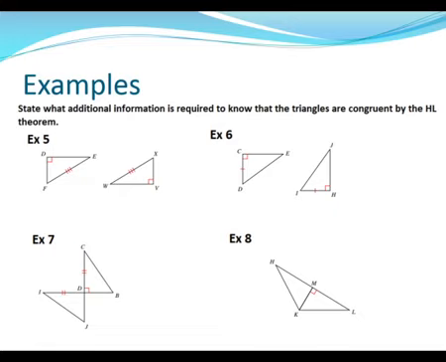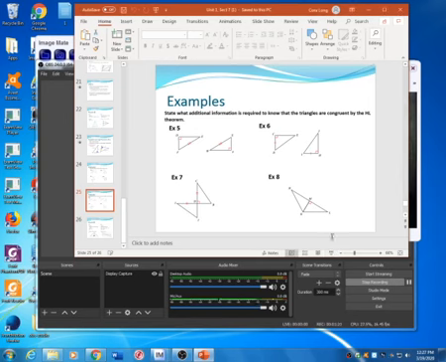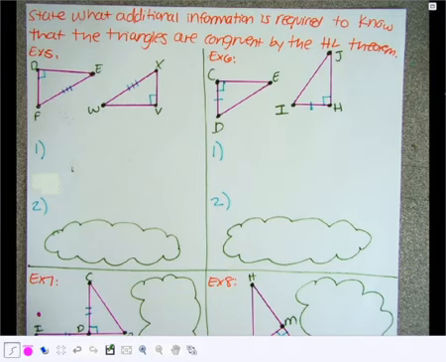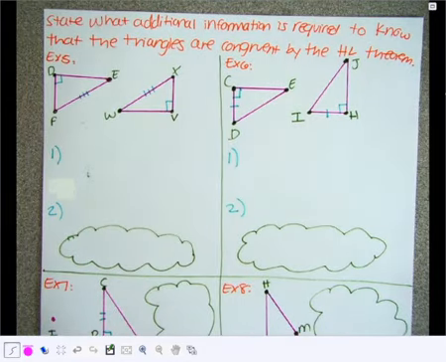the HL theorem, okay? Don't forget, though, in order to use the HL theorem, you must establish that your triangles are right triangles. So don't forget that. If you don't establish that first, you can't use the HL theorem. Okay, well, let's get going on these example problems. I'm super excited. Okay, so let's take a look at example 5.